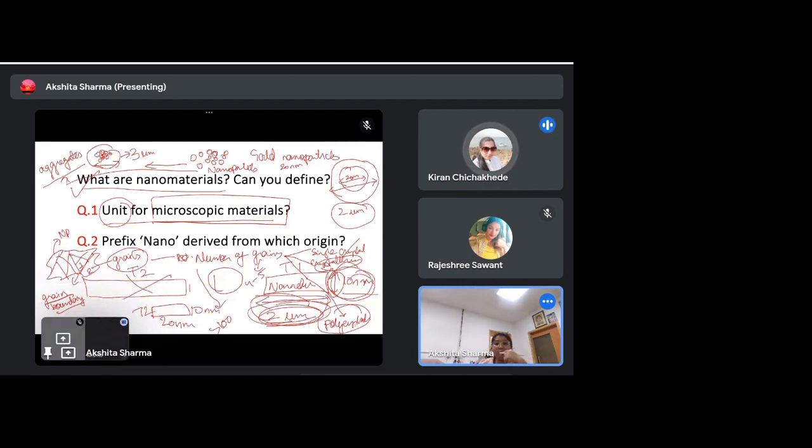In a single crystal, there is only one grain. There are no multiple grains. It is a complete crystal. So this is the difference.